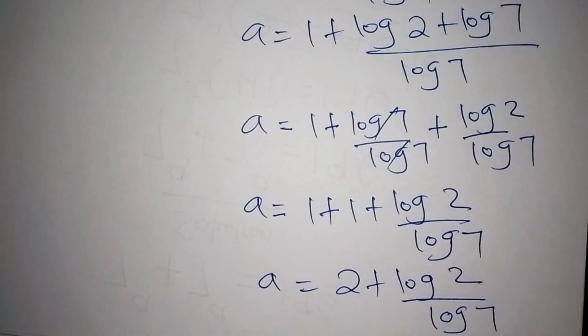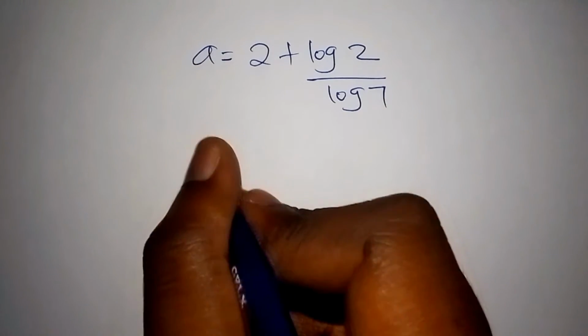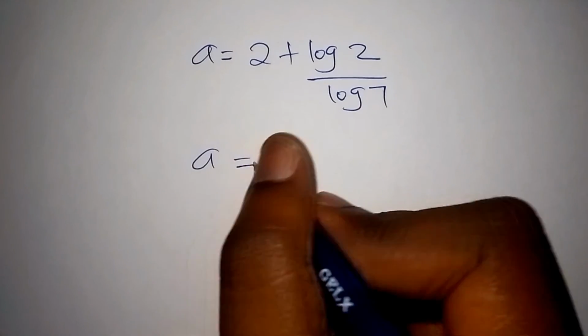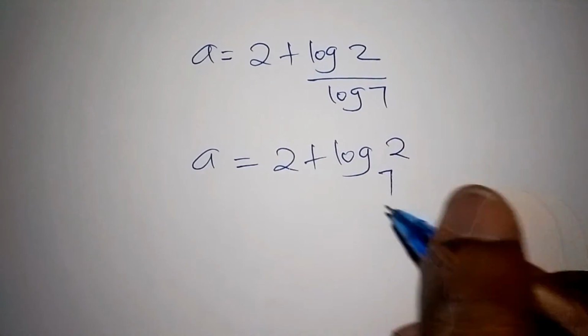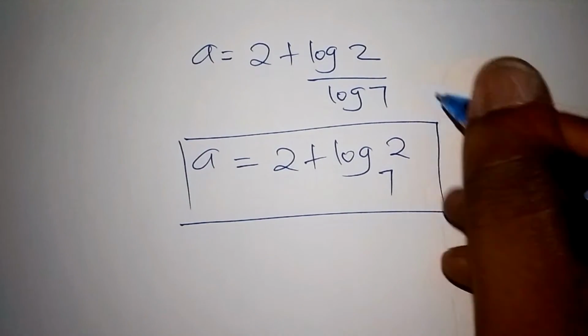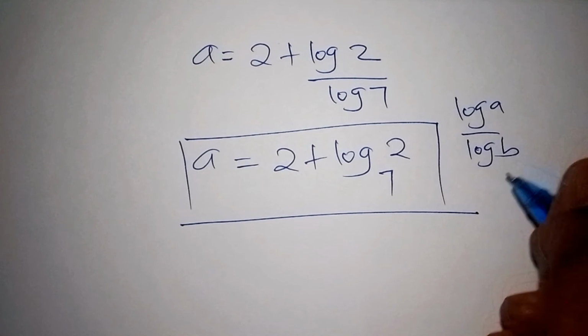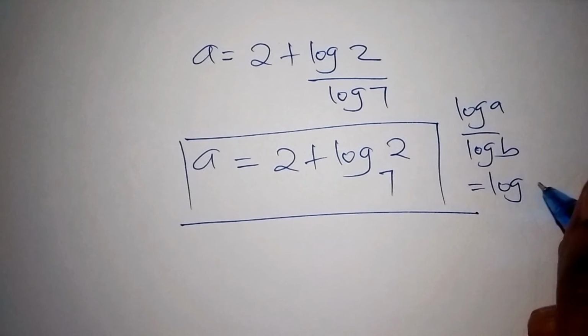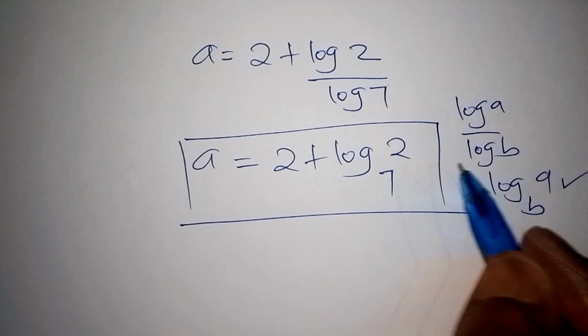So we are still not yet done. For us to conclude our answer, we shall say that a is equal to 2 plus the log of 2 to the base of 7. And this one now shall be the correct answer. Reason: when we have the log of a all over the log of b, this can also be written as the log of a to the base of b. That is what we've just worked out.